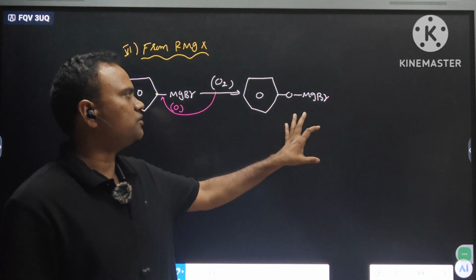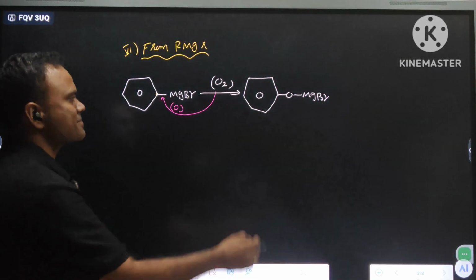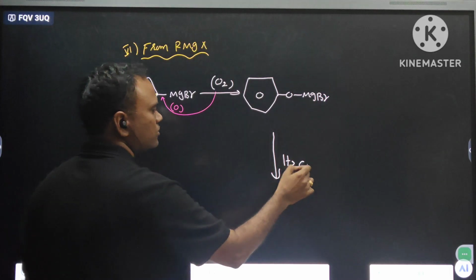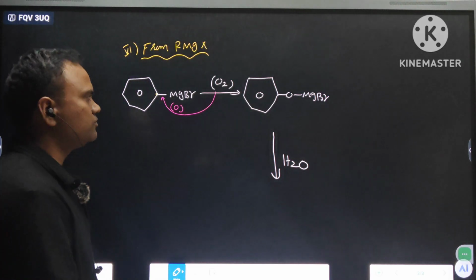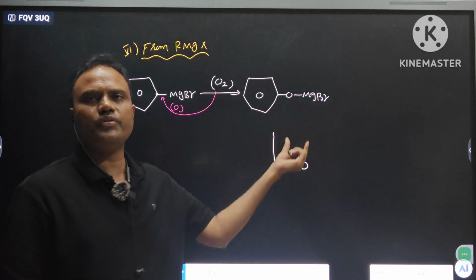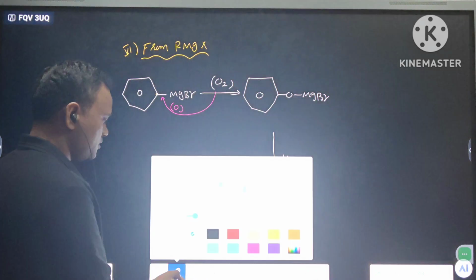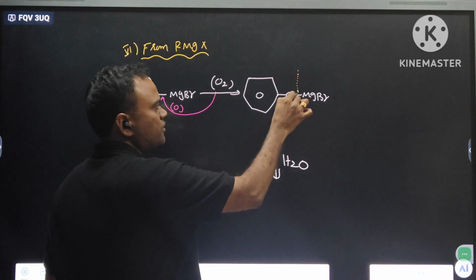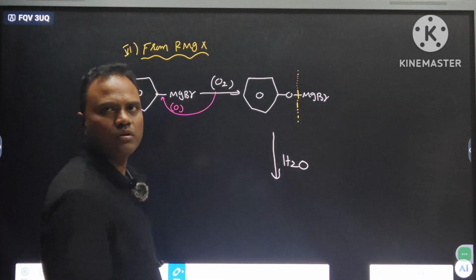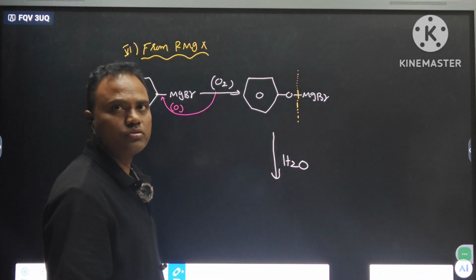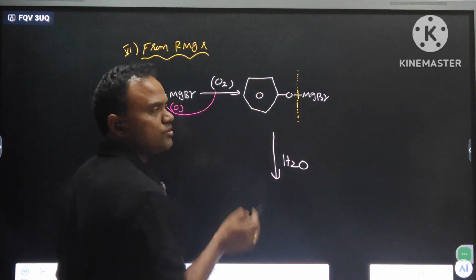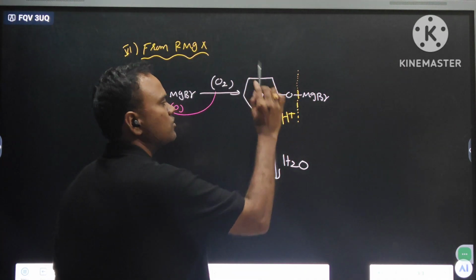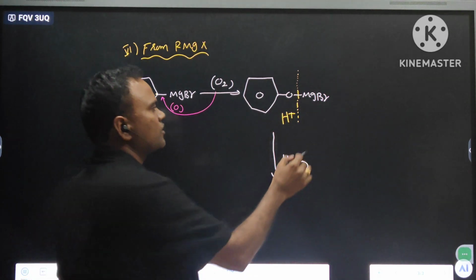Next, hydrolysis of this compound. Add water. After formation of this compound, we do hydrolysis. Addition of water breaks this bond. Hydrogen has a positive charge, so it is added to oxygen, which has the negative charge, and here OH.